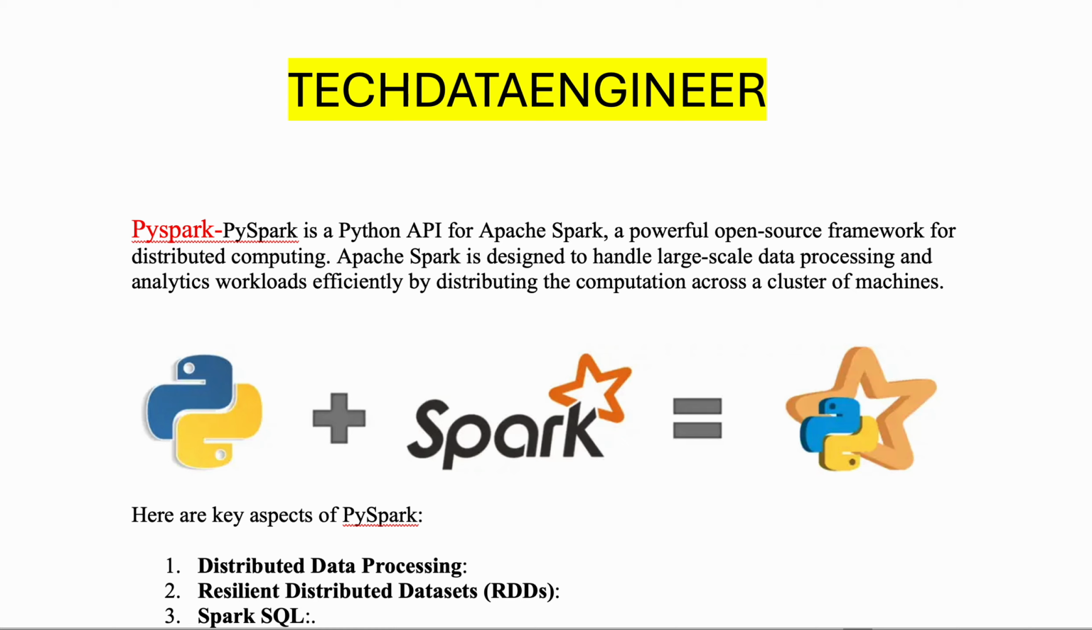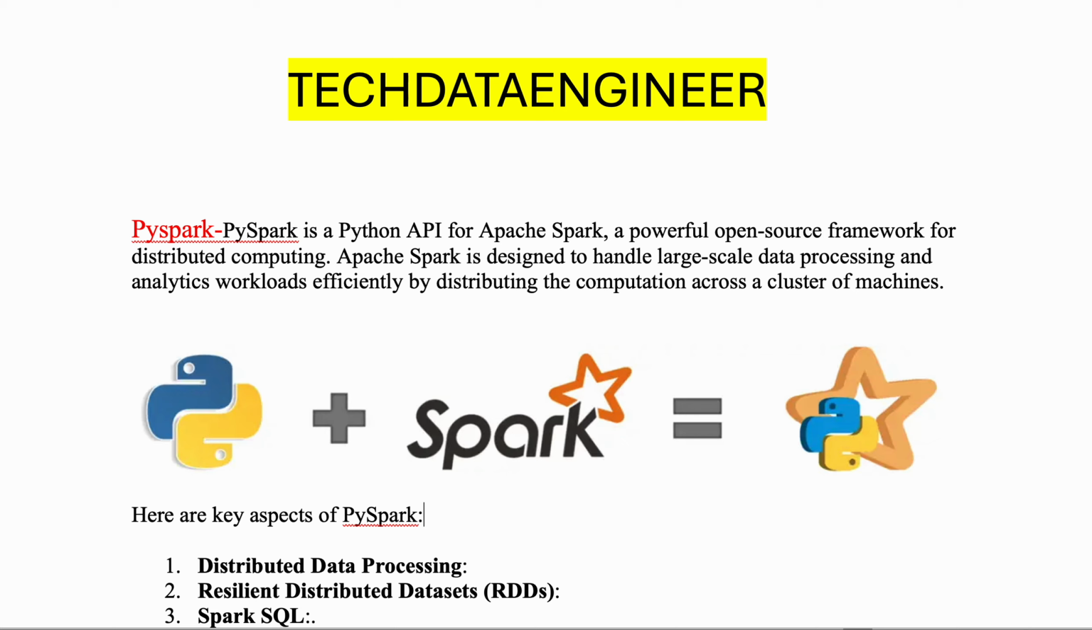Okay, so PySpark is a Python API. In Spark we can run the code either through Java, Scala, SQL, or Python. So PySpark is basically an API for Python. PySpark is a Python API for Apache Spark. It is a powerful open source framework for distributed computing. Apache Spark is basically used for handling data processing and data analytics.